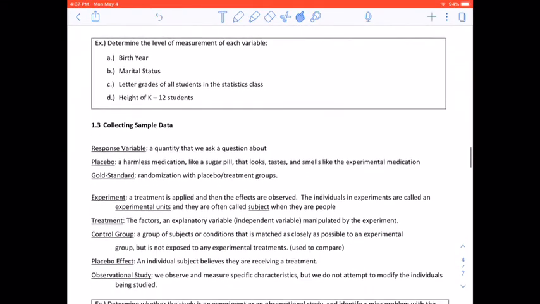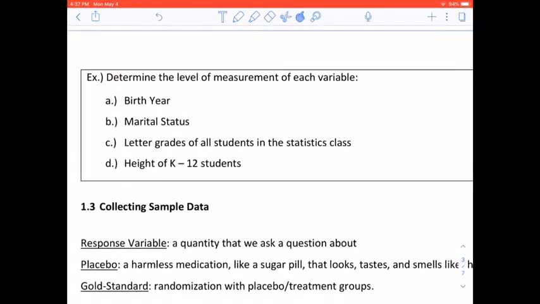So on the next page, there's an example. The example says determine the level of measurement of each variable. So A is birth year. And birth year is something that, everything starts as nominal. You can arrange them in order and it makes sense. And if I were to say that someone was born in year 2002 and someone was born in year 2000, we could subtract those and that makes sense. So that means that it is also interval, but dividing those wouldn't make sense. So we would stop at interval. So this has an interval level of measurement.